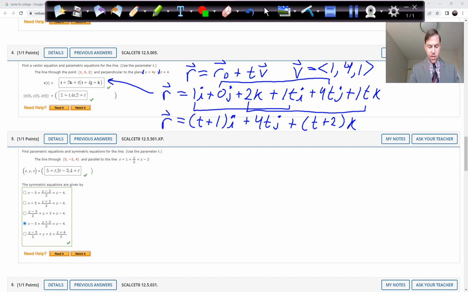And it's kind of hard to see because I didn't put spaces in between these commas, but you got 1 plus t there, 1 plus t here, 4t, 4t, and then 2 plus t, 2 plus t. So that's how those match up for problem 4.